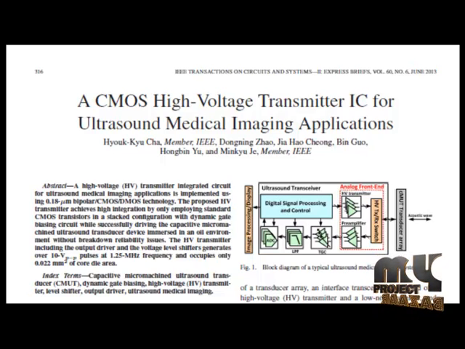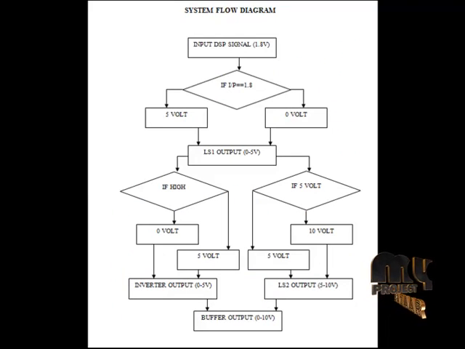The high voltage transmitter achieves high integration by only employing standard CMOS transistors in a stacked configuration with a dynamic gate biasing circuit, while successfully driving the capacitive micromachined ultrasound transducer device immersed in an oil environment without breakdown reliability issues. The high voltage transmitter includes the output driver and the voltage level shifter, and generates over 10 volt peak-to-peak pulses at very high frequency. Now I am going to explain the flow diagram of our project.